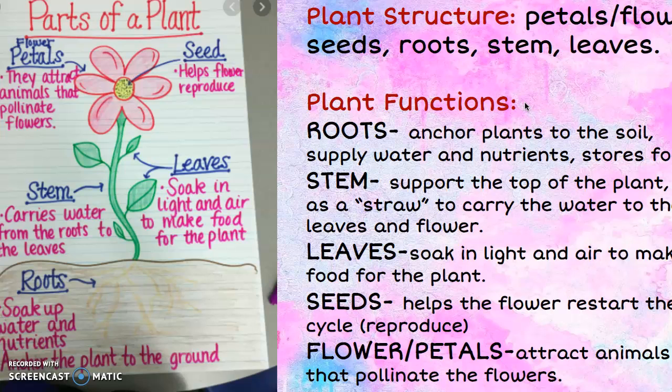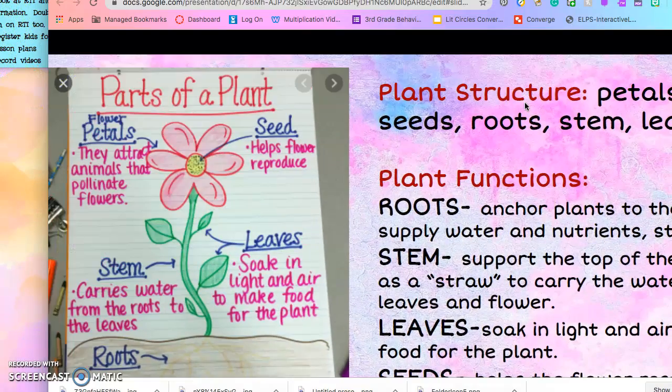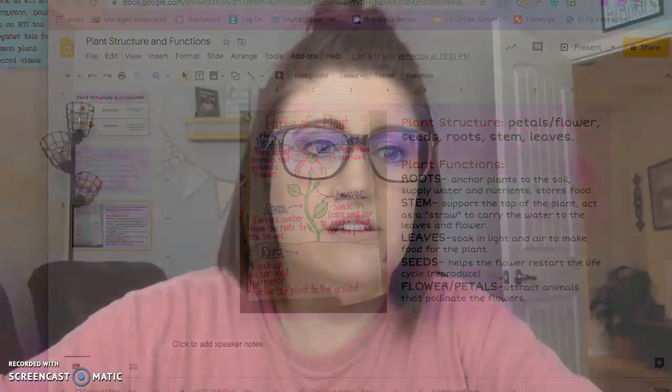The flower and the petals attract animals that pollinate the flowers. So butterflies, bees, all of those things would pollinate the flowers and make them bloom. So the structures are the parts and the functions are what those parts do.